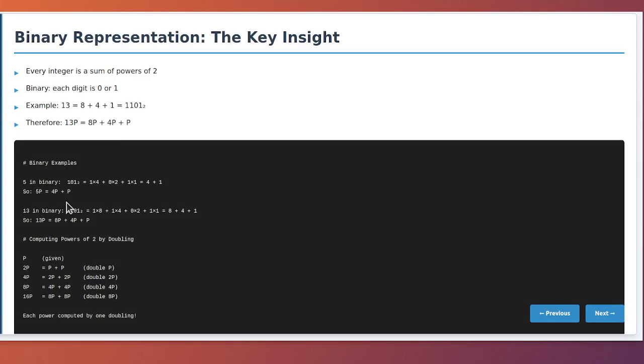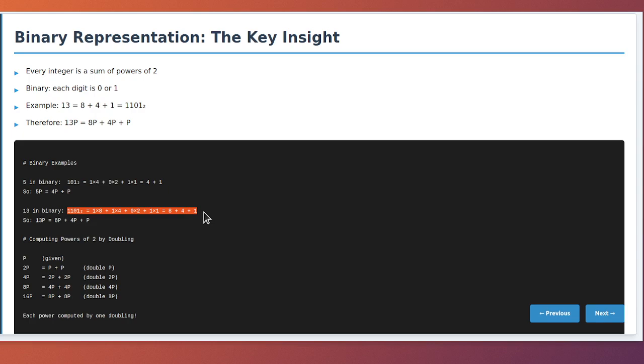Binary representation. The key insight: the double and add algorithm is based on representing the scalar k in binary. Binary is base 2. Every digit is either 0 or 1, and each position represents a power of 2. For example, the binary number 101 means 1 times 4 plus 0 times 2 plus 1 times 1, which equals 5 in decimal. The binary number 1101 means 1 times 8 plus 1 times 4 plus 0 times 2 plus 1 times 1, which equals 13.